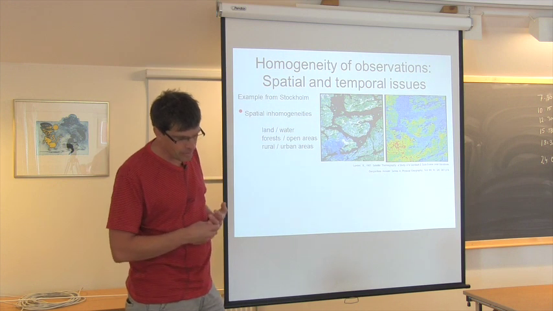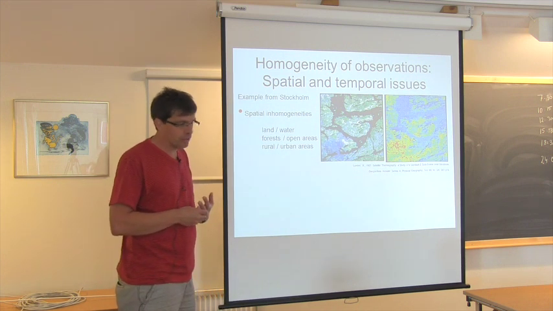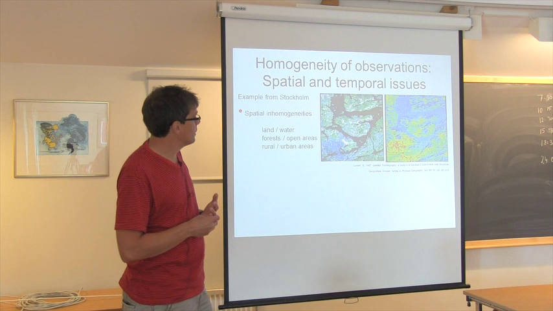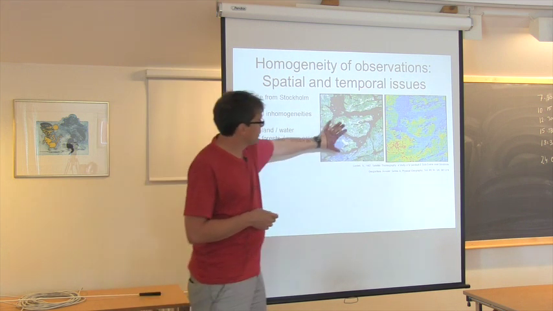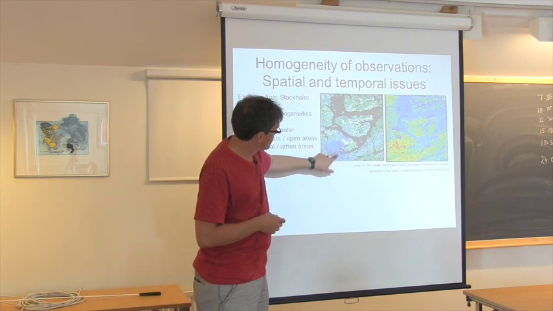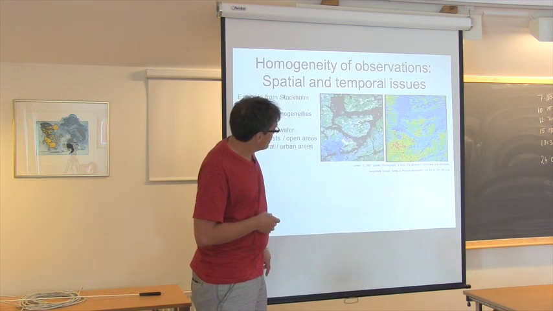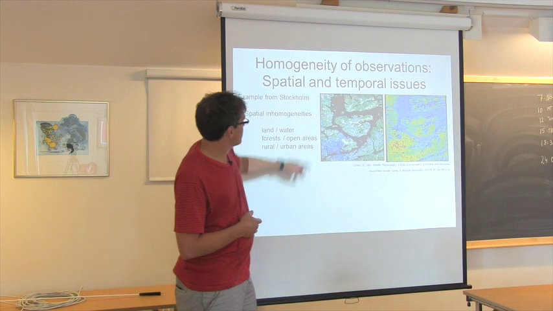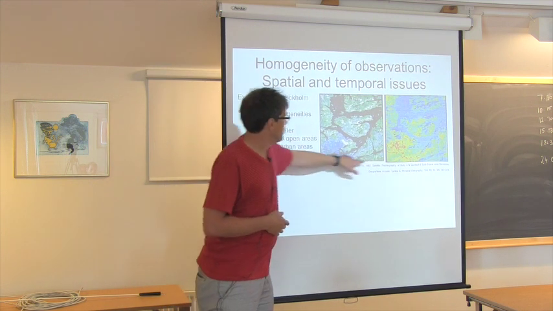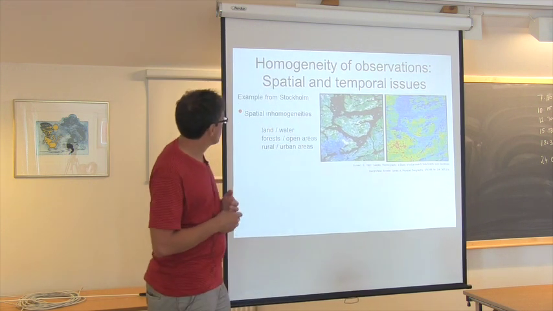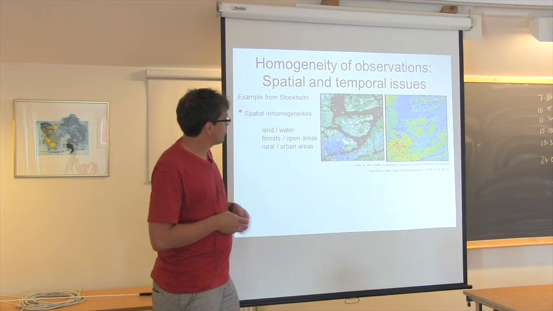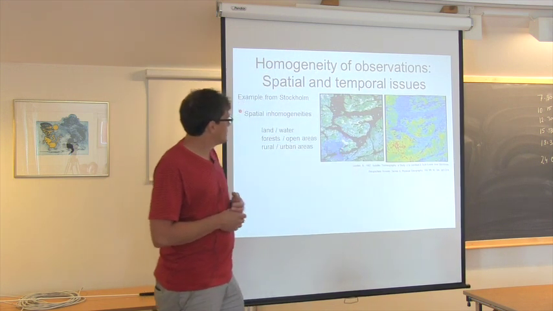Another thing is that if you look at the observations, there are a lot of issues with them, even single observations. This is a satellite picture of part of Stockholm, central downtown, the old town. I think this is something like 10 by 10 kilometers, something of that order. There are a lot of spatial inhomogeneities in such an area.